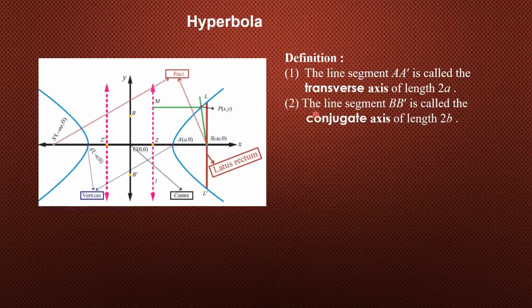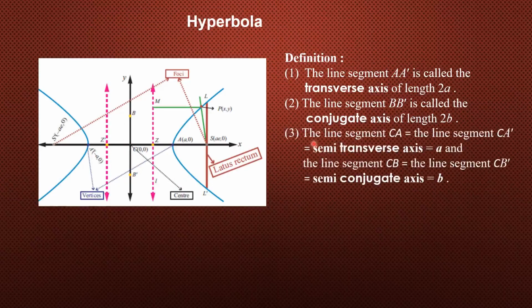Second point, the line segment BB' is called the conjugate axis of length 2b. See this line segment B and B'. This is called the conjugate axis. In ellipse, it is called the minor axis. Its length is 2b.